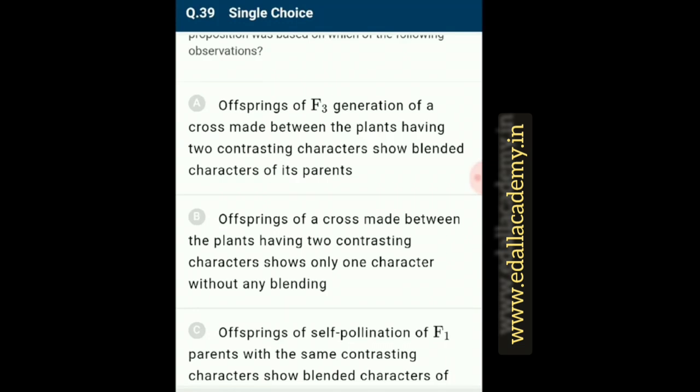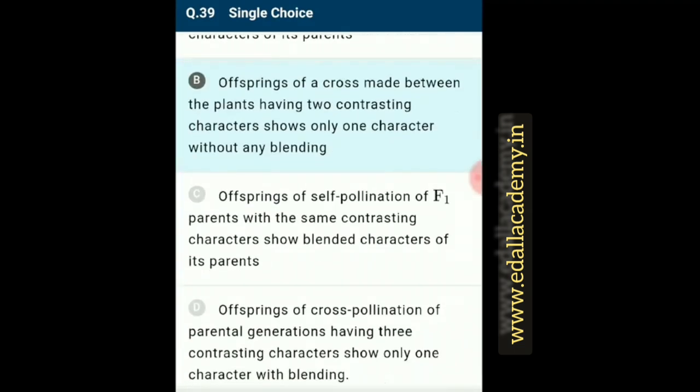On the basis of the observation, Mendel proposed that the factor controlling any character is discrete and independent. So the answer for this question is option B. Offspring of a cross made between plants having two contrasting characters show only one character without any blending.